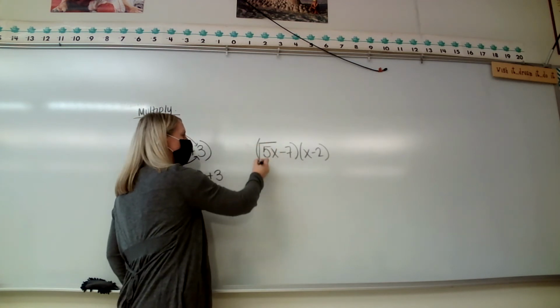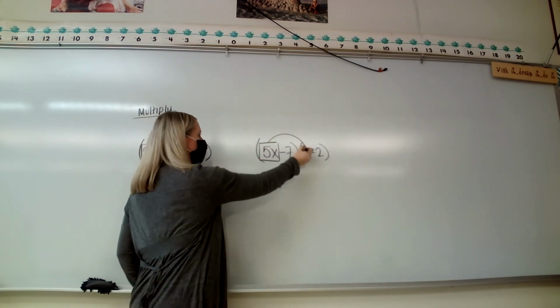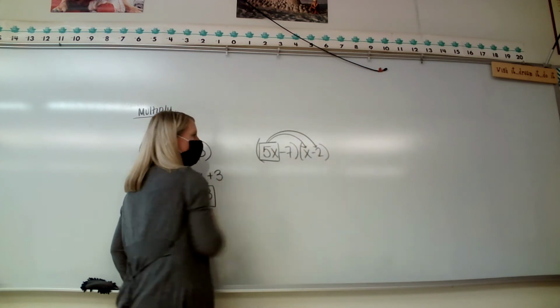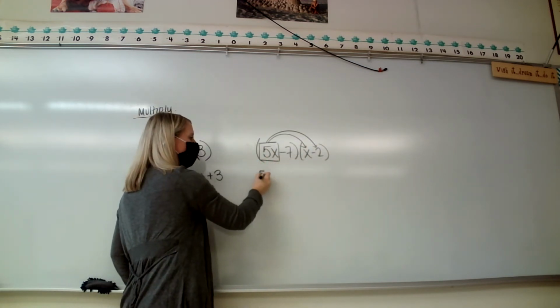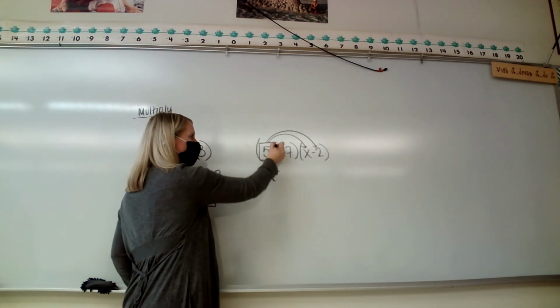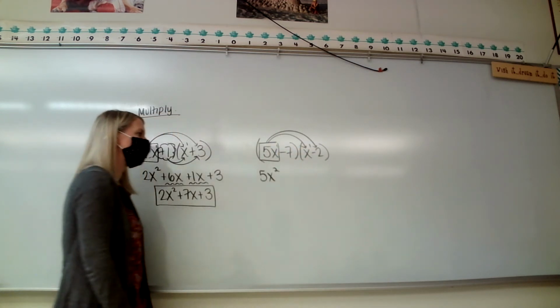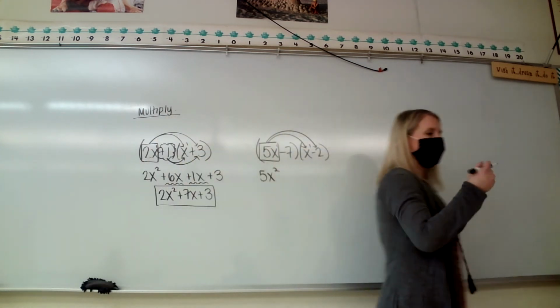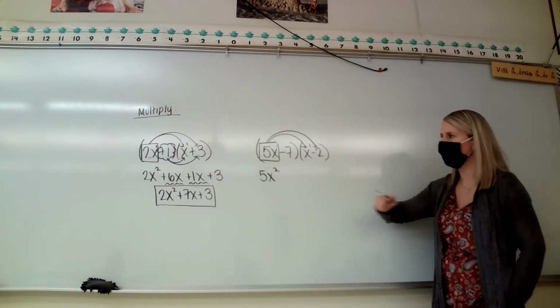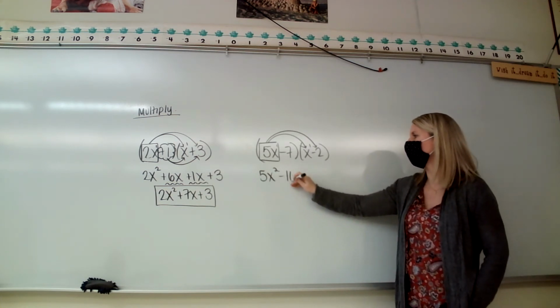I take the first term, and I distribute it. So a concept that we're familiar with. Just be careful, 5x times x is 5x squared. If you need to put the ones, please do so. You have to add those exponents. And then we'll flip to the next one. 5x times negative 2, just be careful with your signs, is negative 10x.